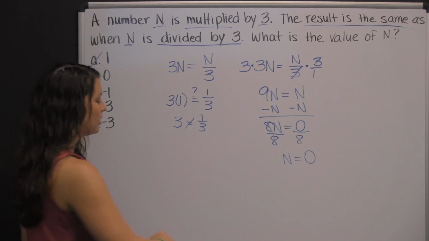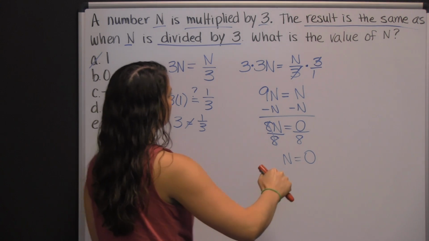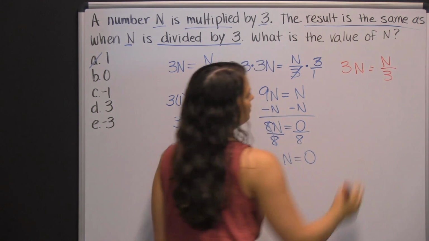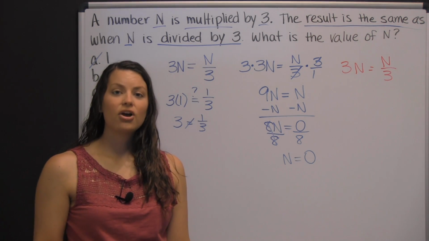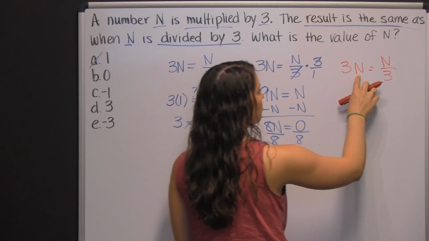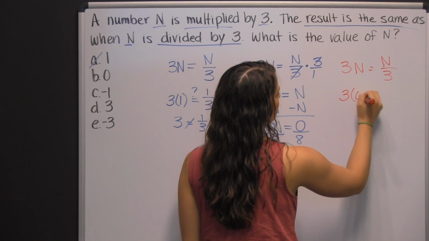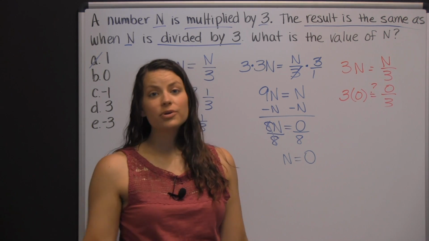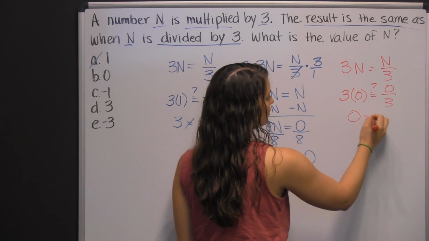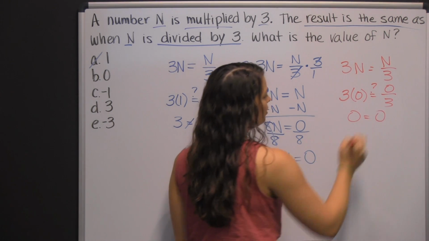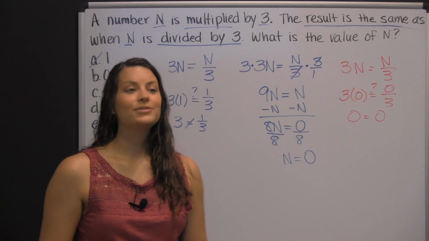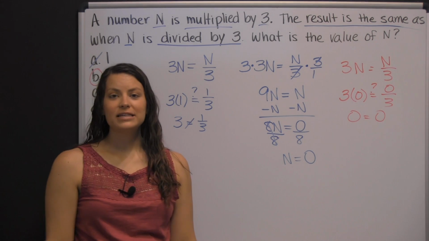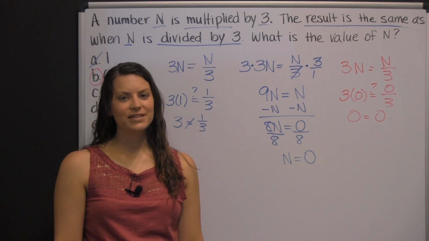Let's test that out by plugging it back into our equation. So again, our equation is 3n equals n divided by 3. And since we solved our equation and got that n was 0, we're going to replace both of these n's with 0. So 3 times 0, and we want to see if it equals 0 divided by 3. 0 times anything is 0, and 0 divided by anything is 0. And 0 does equal 0. So we found our answer, that n is 0. There you have one example of the type of problem you'll see when you take the GED.